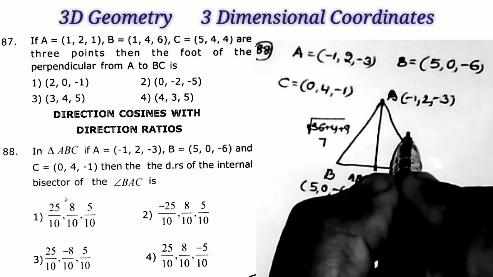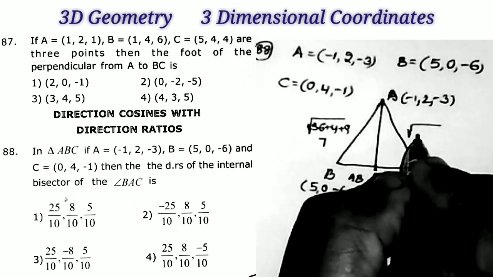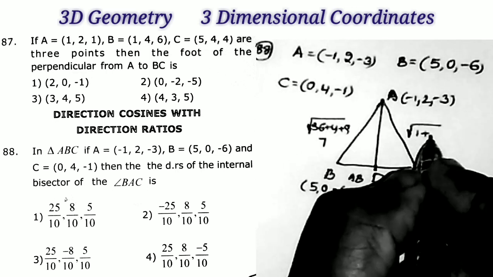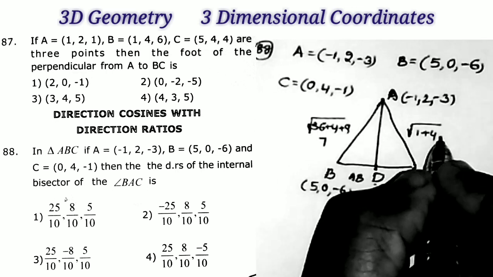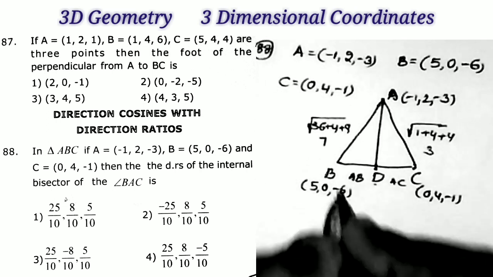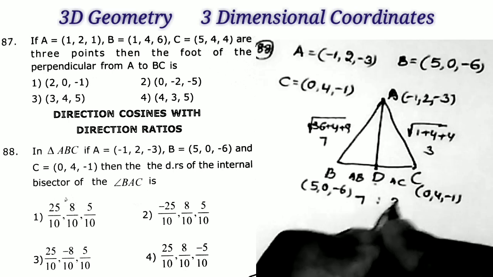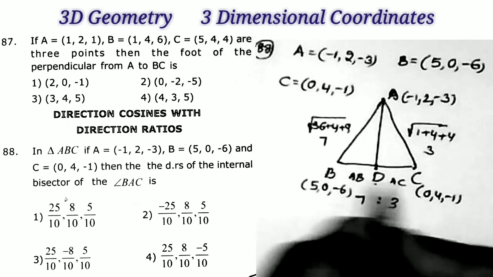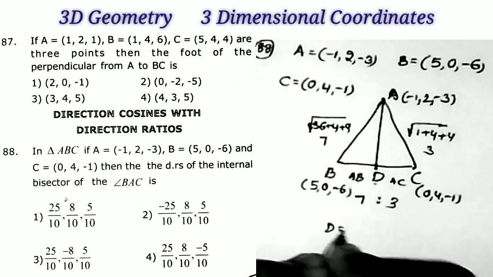Now what is the AC distance? Square root of 0 minus 1 whole square, that is 1, plus 4 minus 2 whole square, that is 4, plus minus 1 plus 3 whole square, that is 4. That equals 3. So here the ratio is 7 is to 3. That is, the point D divides the line segment BC in the ratio 7 is to 3.